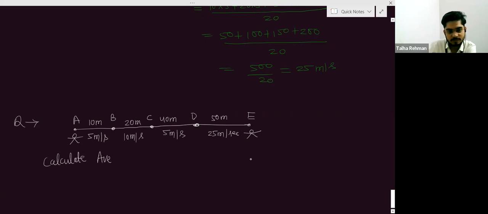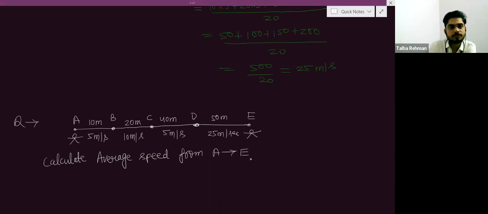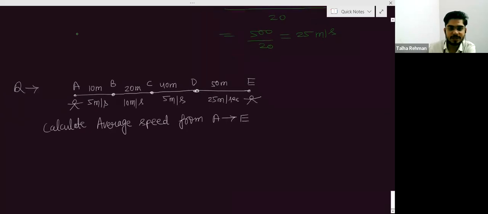Now, in this case, we have to calculate the average speed of the person, or the person can be on a bike also, or on a car also. So we can say the average speed from A to E. We will apply the formula: average speed is equal to total distance covered divided by the total time taken in covering that distance.